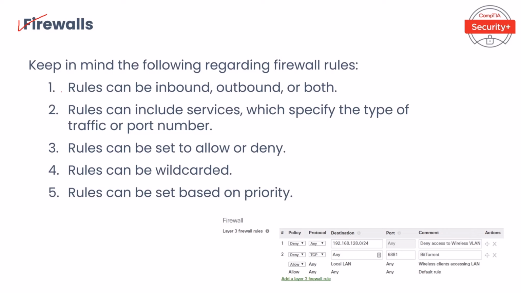Rules can be inbound, outbound, or both. Rules can include services, which specify the type of traffic or port numbers. Rules can be set to allow or deny. Rules can be wildcarded. And rules can be set based on priority.